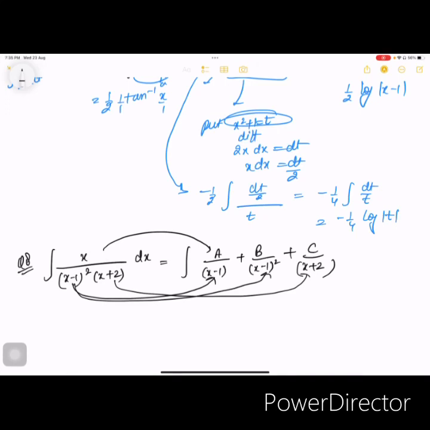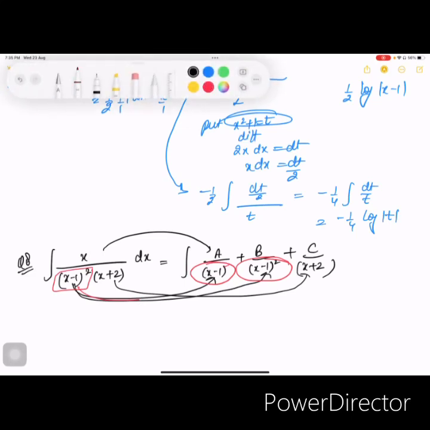If this is a square term, then first its power 1 will come, then its power 2 will come. Then the rest of the question is the same as we were discussing. So solve it by yourself, and if you have any doubt, then please let me know in the class.